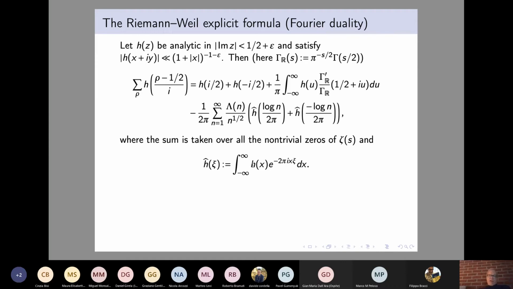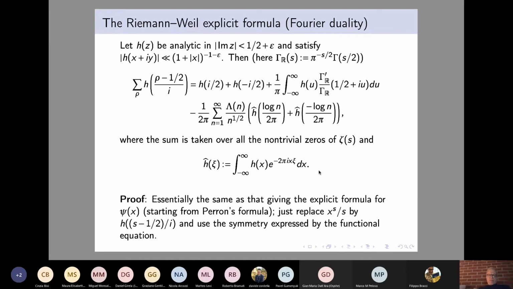Yeah, and of course, here I have, as you see, defined the Fourier transform with a 2 pi in the exponent. So this is the Riemann-Weil formula, and as I said, and I wrote it here, what we do is we replace x to the s over s by this function h, and then to get this symmetric form of the explicit formula, we use the symmetry which is expressed by the functional equation.